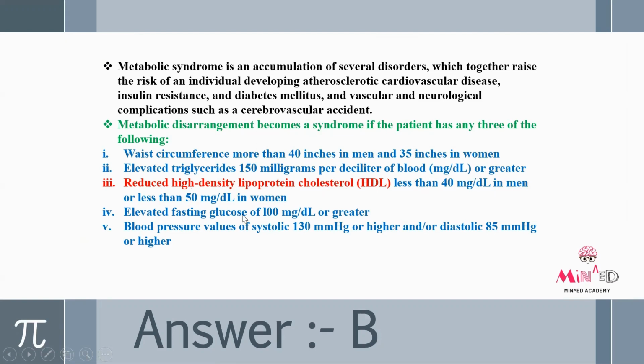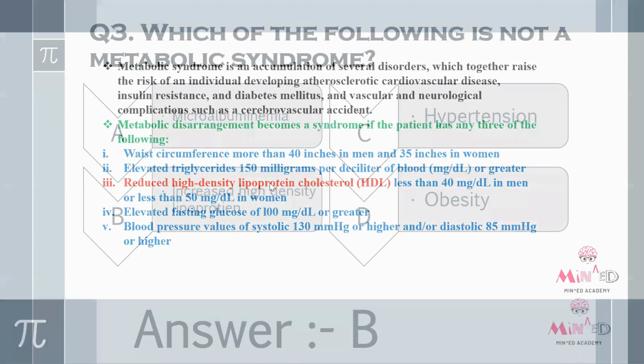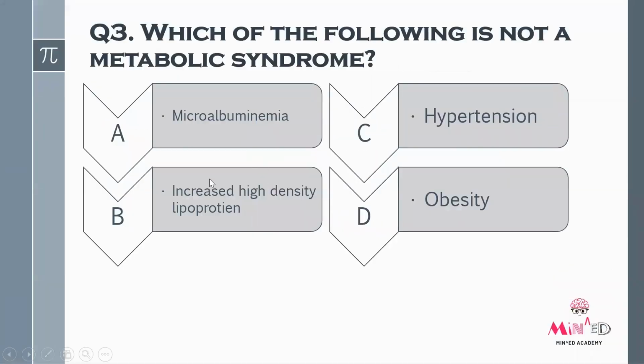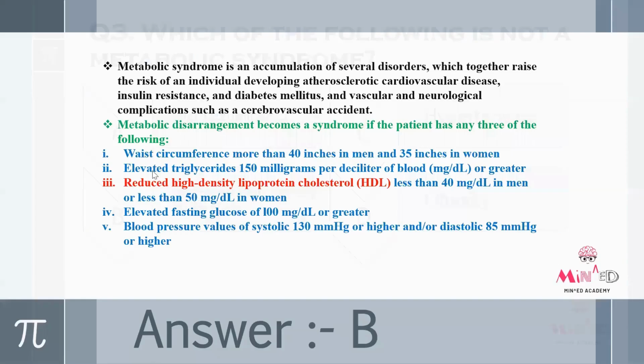Then elevated fasting glucose of 100 milligram per dl or greater, and blood pressure values of systolic 130 mmHg or higher, and or diastolic 85 mmHg or higher. As you can see, out of those 5, one of those conditions is reduced high density lipoprotein cholesterol. So here we have to find which one is not part of metabolic syndrome: increased high density, because part of metabolic syndrome is reduced high density.